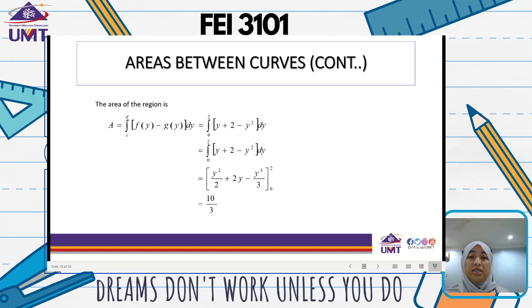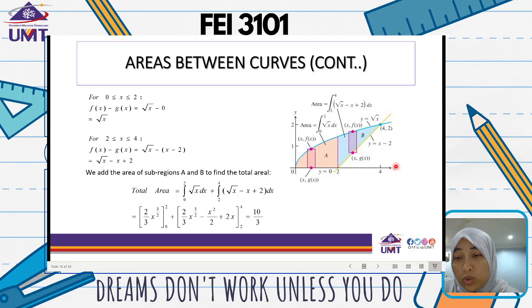So the area of the region in this case is actually, if you can see here, from 0 to 2 is the limit, the range, and then you integrate y plus 2 minus y squared dy, which is the equation here, betul tak? So f(y) minus g(y), f(y) is y plus 2, g(y) is y squared, so y plus 2 minus y squared dy. Then you complete the integration and you get 10 over 3, which means if you use f(y) and g(y), right hand and left hand, or if you use the upper and lower function, you will actually get the same answer. So the area of the curve, whether you use the x-axis or y-axis, you get 10 over 3.